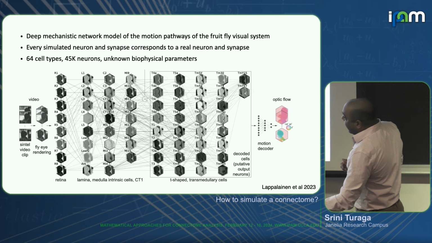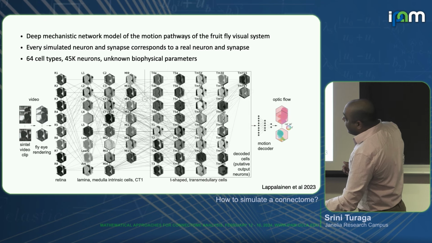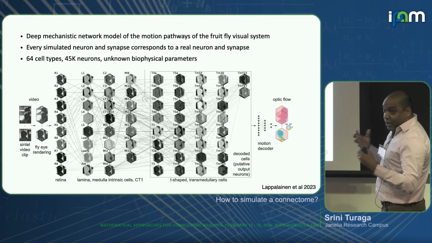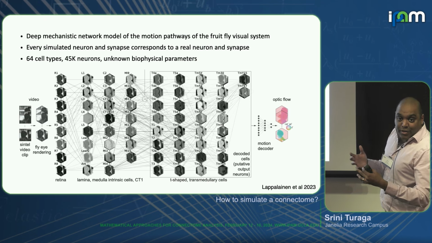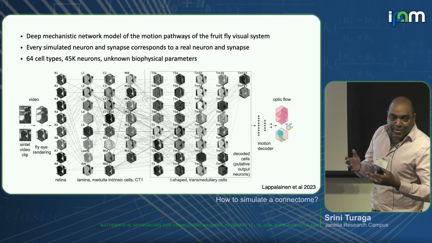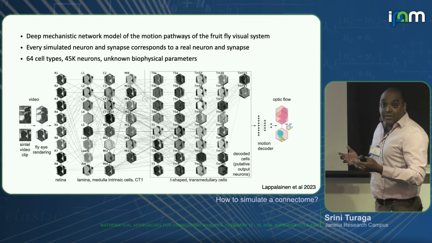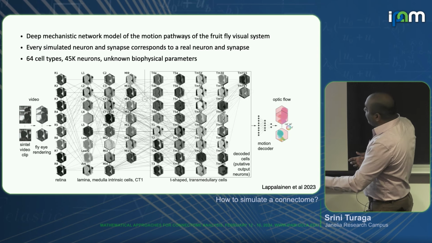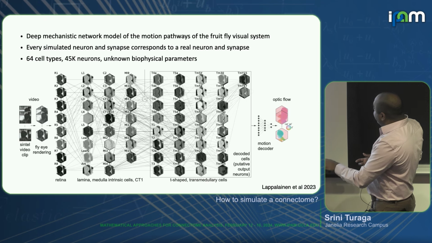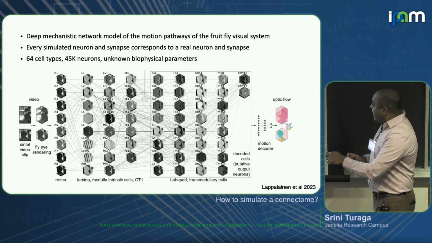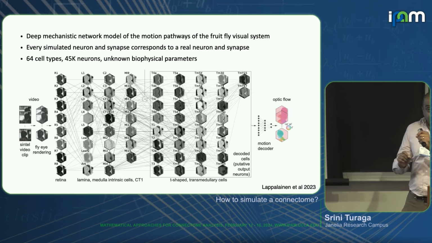And so here's what that looks like. Here's a video clip. These are different frames. We render them onto the fly eye. And then here's what we want at the end of the day to be able to decode from the network. Somewhere in here, it's going to compute motion, in the fly's coordinate system of motion. We don't know what that is. The biology might use a different representation of motion than a computer vision scientist does. So we have a little decoder that does the coordinate transformation to the computer vision representation, which looks like this, where for each frame there's a vector field. Each pixel has a vector, and that vector tells you where that pixel is going to move to in the next frame.